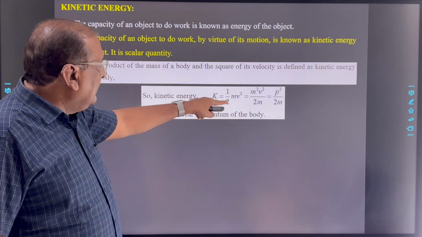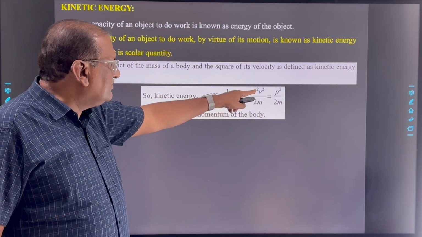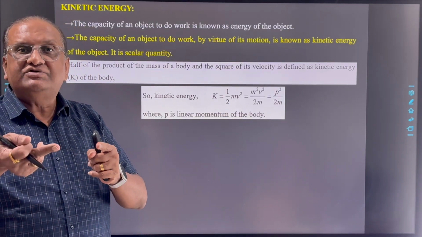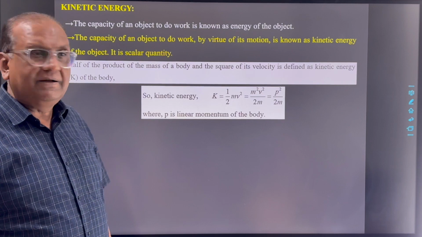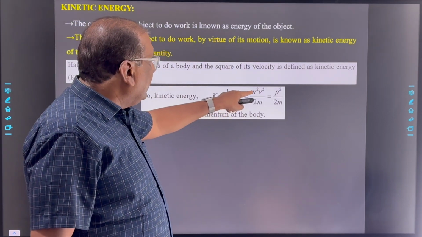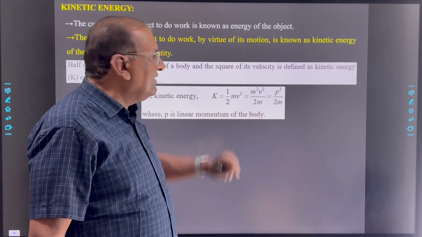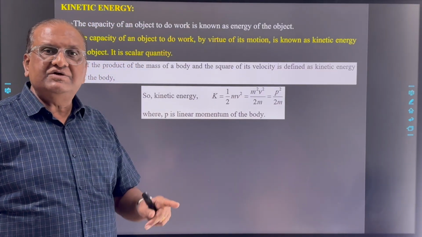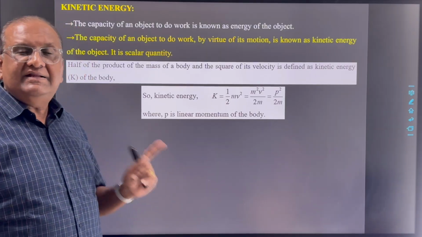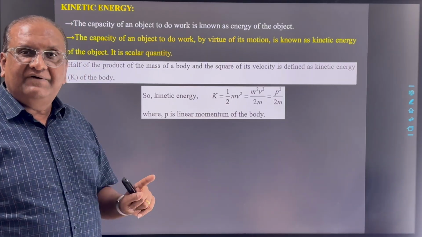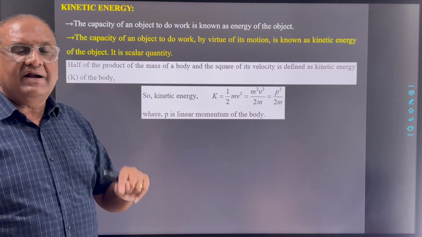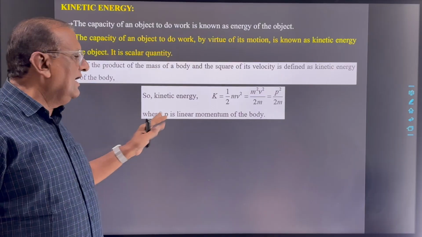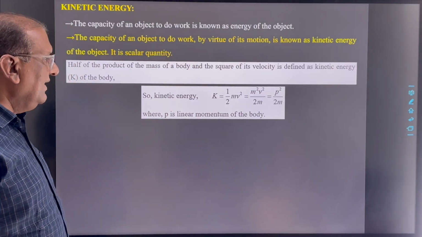If we multiply and divide by m, then we can write m square v square by 2m. But m into v, mass into velocity, is known as momentum. So this numerator we can write as p square, so p square by 2m. It implies that we can write the equation of kinetic energy K equal to either half mv square, or K equal to p square by 2m. Clear? Now here p is linear momentum.